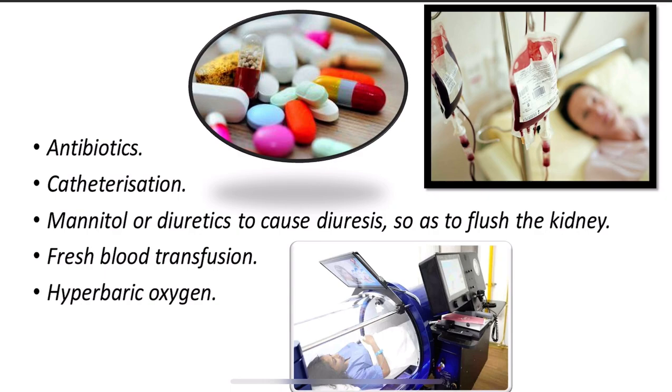The treatment: appropriate antibiotics to be given, catheterization done in case of acute renal failure, mannitol diuretics to cause diuresis so as to flush the kidney, fresh blood transfusion if there is hematoma or hemorrhage, there is oozing of the blood, reduced blood. So if there is anemia, then we have to give the blood transfusion. There is hemorrhage. And hyperbaric oxygen.